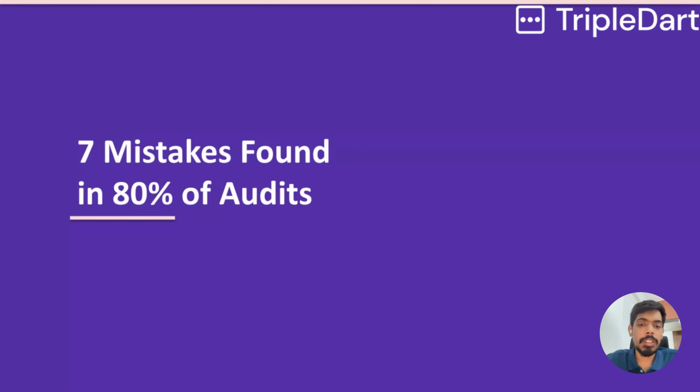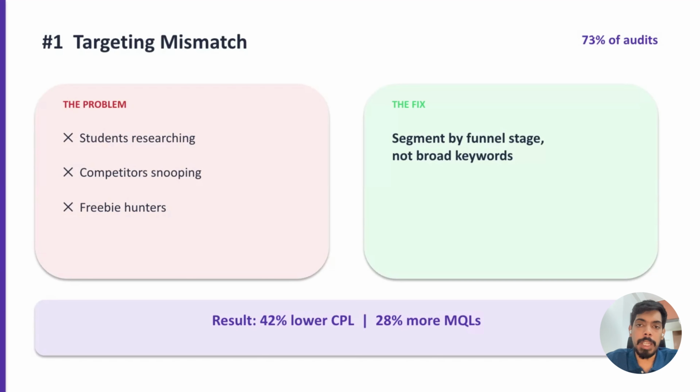Now, let's get to the common mistakes that we see people make when it comes to SaaS PPC. We've split this up into 7 common mistakes that we find in about 80% of the accounts that we audit. First, targeting mismatch. This shows up in about 73% of our audits. Broad keywords attract students, competitors, people looking for free tools, stuff like that, right? And none of them really convert. The solution to this is to segment campaigns by funnel stage. One of our clients did this and saw their cost per lead drop 42% and MQL increased 28%.